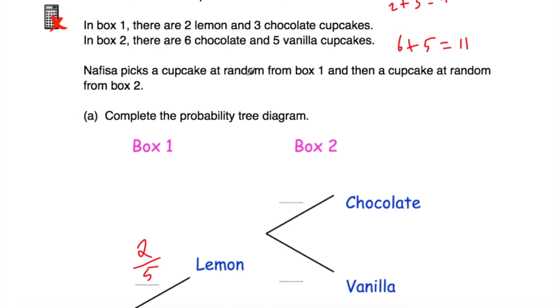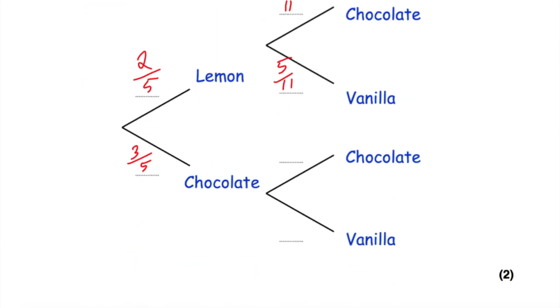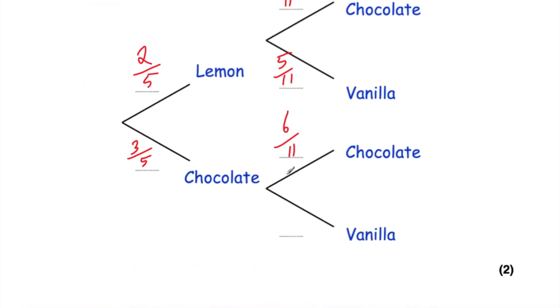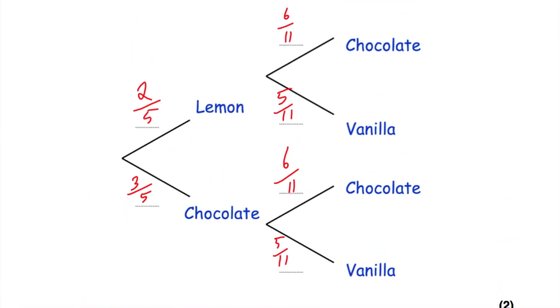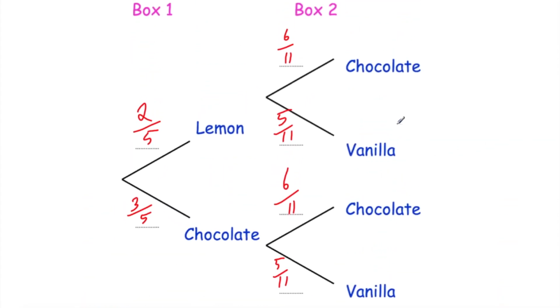The probability of one being chosen at random being chocolate would be 6/11. And in terms of vanilla, there's 5 vanilla cupcakes out of the 11, so that'll be 5/11. So we've got the probability of a chocolate and a vanilla, and that'll be the same for the branches below, so 6/11 and 5/11. Part B says work out the probability that Nafisha picks exactly one chocolate cupcake.